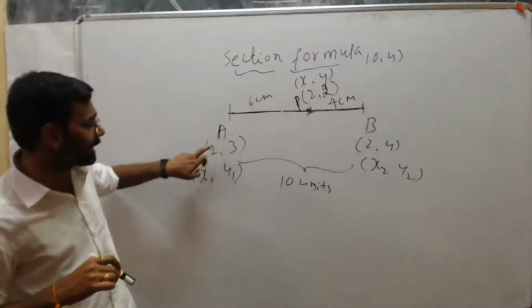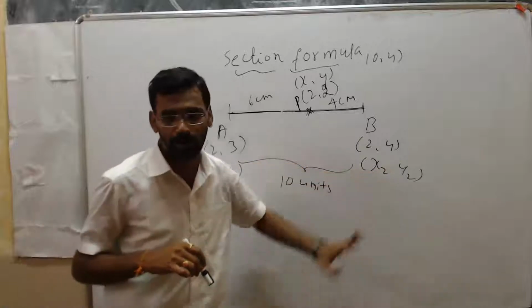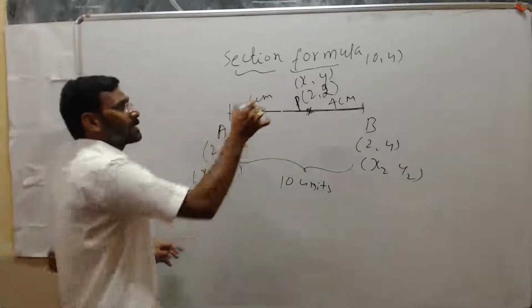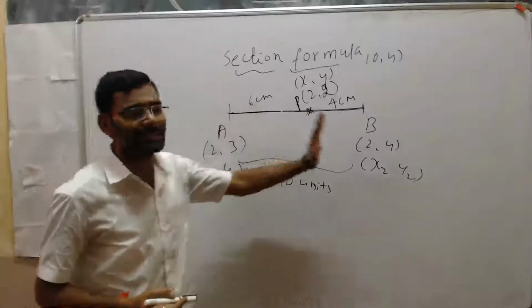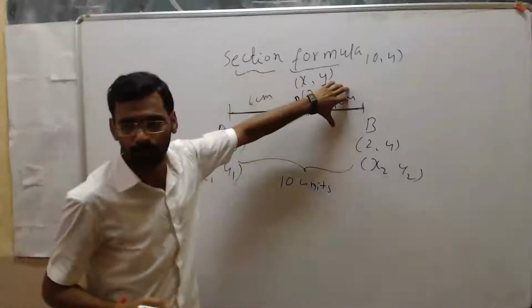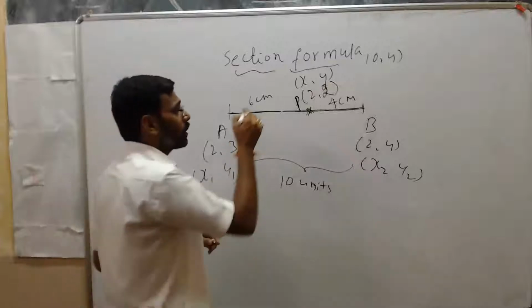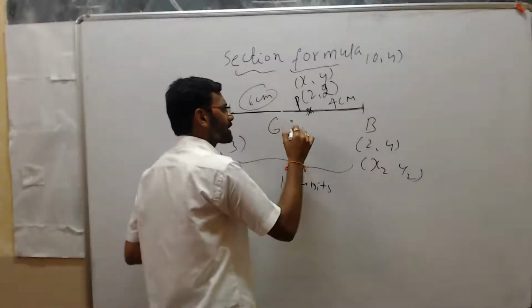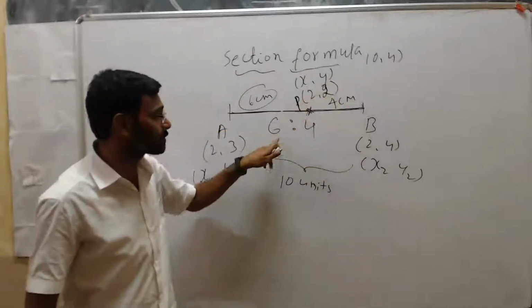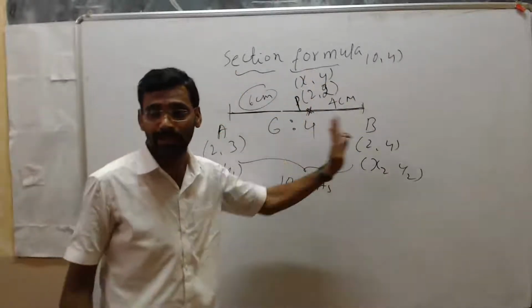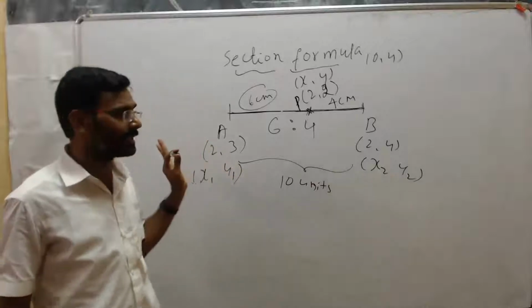If the coordinates of A are x1 y1 and the coordinates of B are x2 y2, this point P will divide the line segment in how many parts? 2 parts. If the total is 10, it means it is 6 and 4. It will divide in what ratio? 6 is to 4. Therefore 6 plus 4 is 10, because the total length of AB is 10.